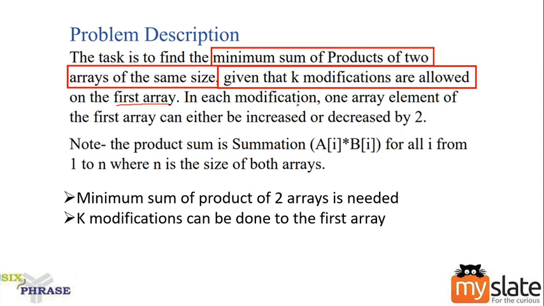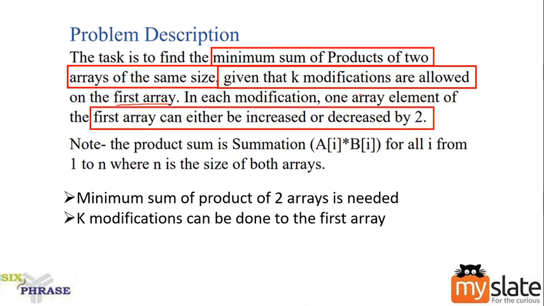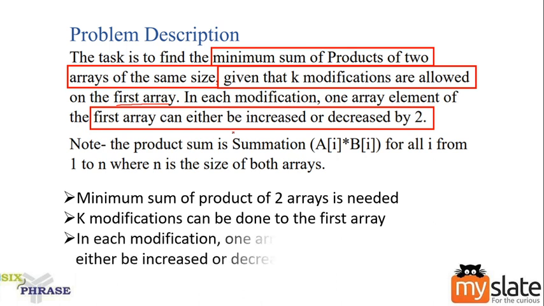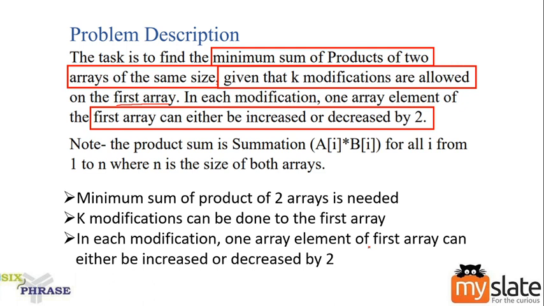In each modification, one array element of the first array can either be increased or decreased by 2. So, I can have a total of k modifications. Okay, so that will be the third point. In each modification, one array element of first array can either be increased or decreased by 2. So what are they telling us in the question here?